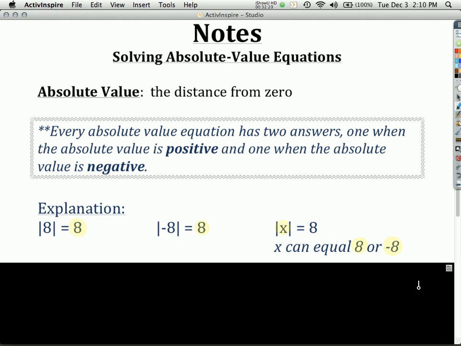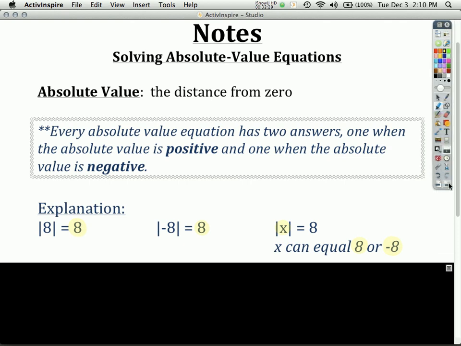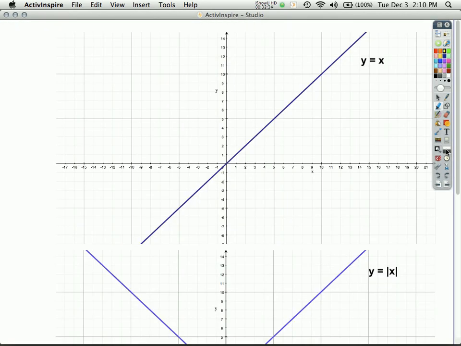Does anyone have any questions so far? You may have no idea what I'm talking about yet, but it will start to become more clear as we work through this. Here's the second explanation, and I have to go to the second page and then I'm going to come back to this one. We need to look at it graphically.